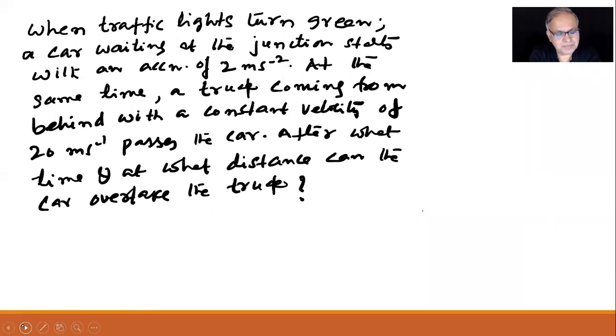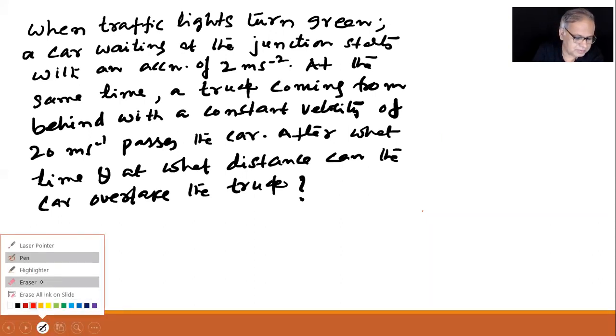Pavani, read this. When traffic lights turn green, a car waiting at the junction starts with an acceleration of 2 meters per second square. Just a minute. Wait. So what kind of a picture I'll put, children? Pavani, you only tell me. What kind of a picture I should put?